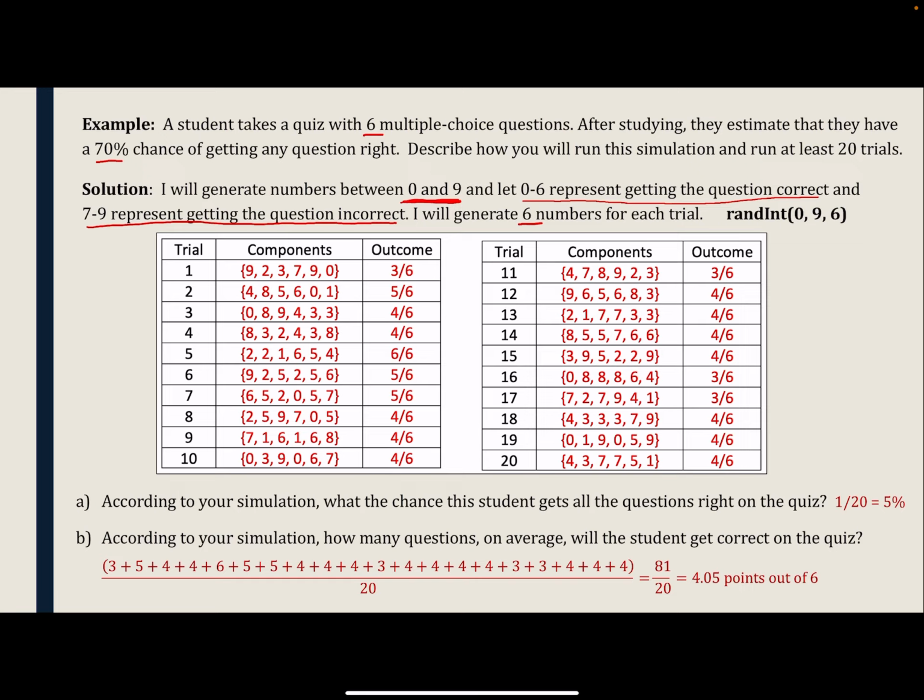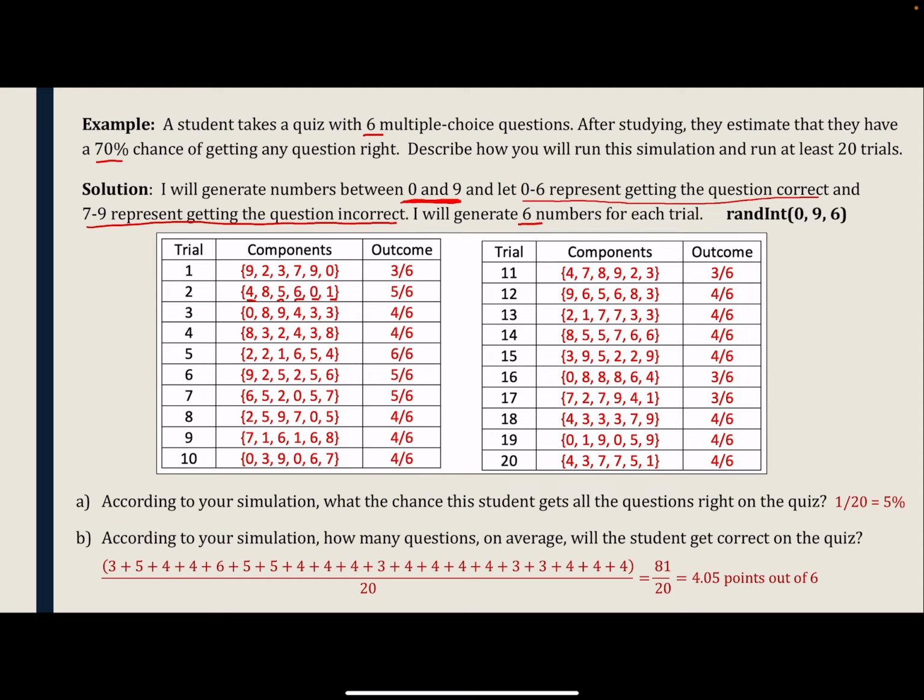All right, so looking at the second trial here, out of these 6 numbers, 5 of them are between 0 and 6, right? This one, this one, this one, this one, and this one, which means that my quiz score is 5 out of 6. All right, so we do that for every single trial and record the outcome. How many questions out of 6 did we get right on this quiz?